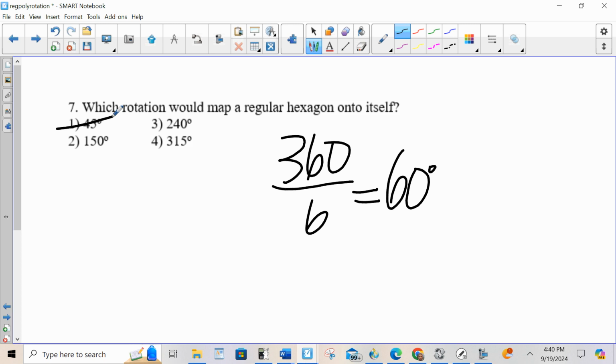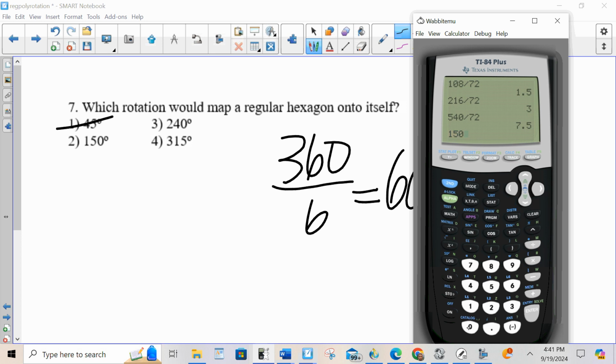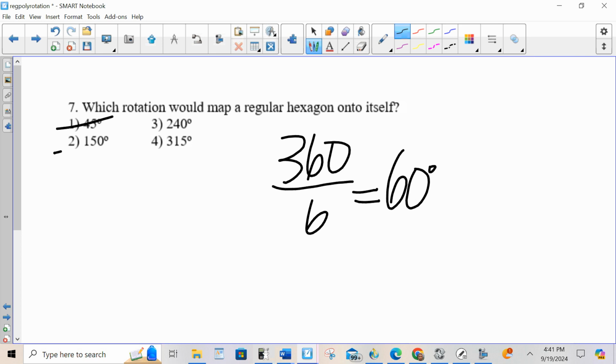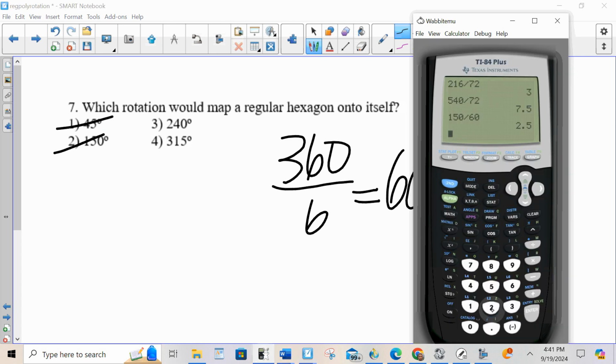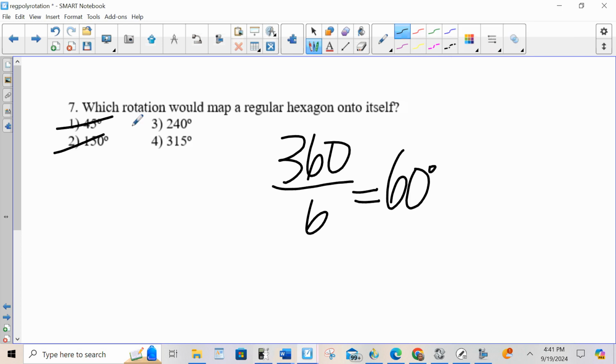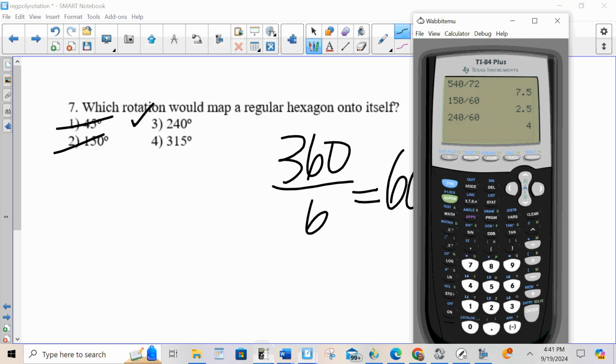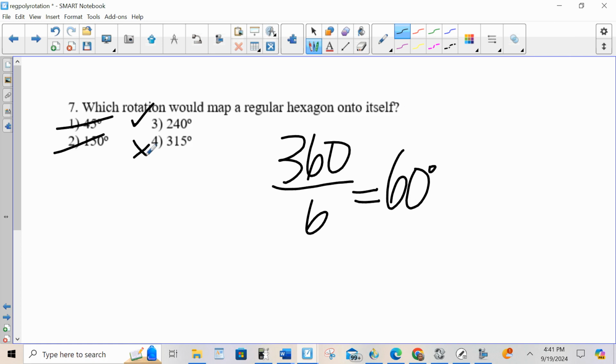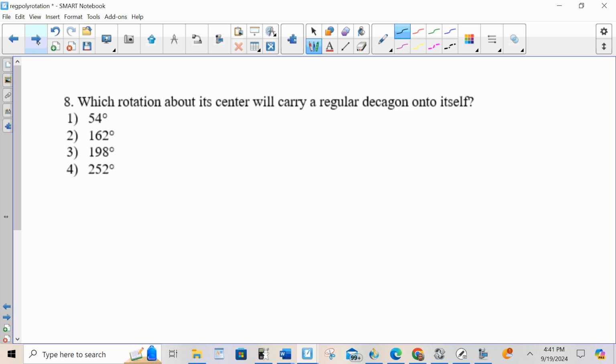You may be able to know the answer just by looking at it, but if you don't, let's go through all the choices. 150 divided by 60 does not go in evenly. 240 divided by 60 does go in evenly, so that one looks good. 315 divided by 60 does not. Your answer is choice 3. I think at this point we get the gist. I'll go over one more though, why not? Which will carry a regular decagon onto itself.